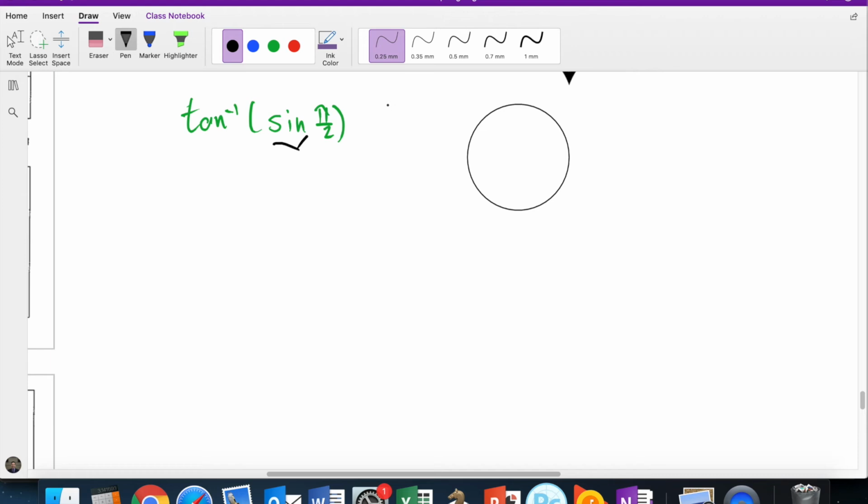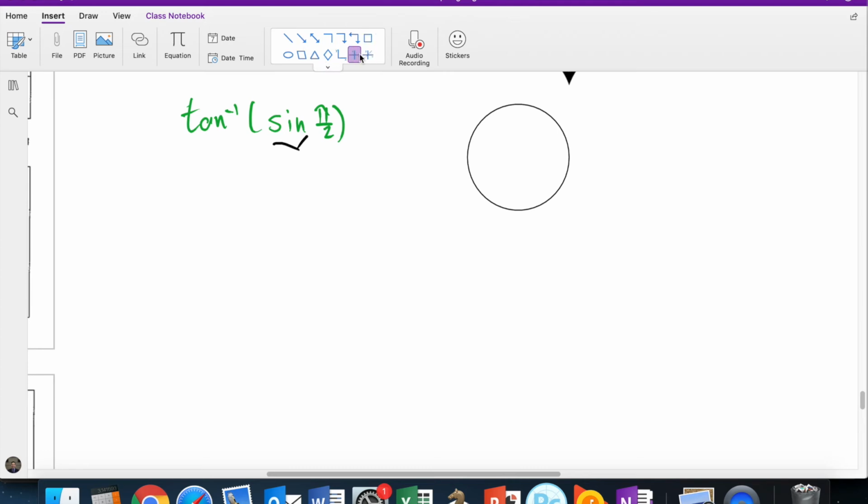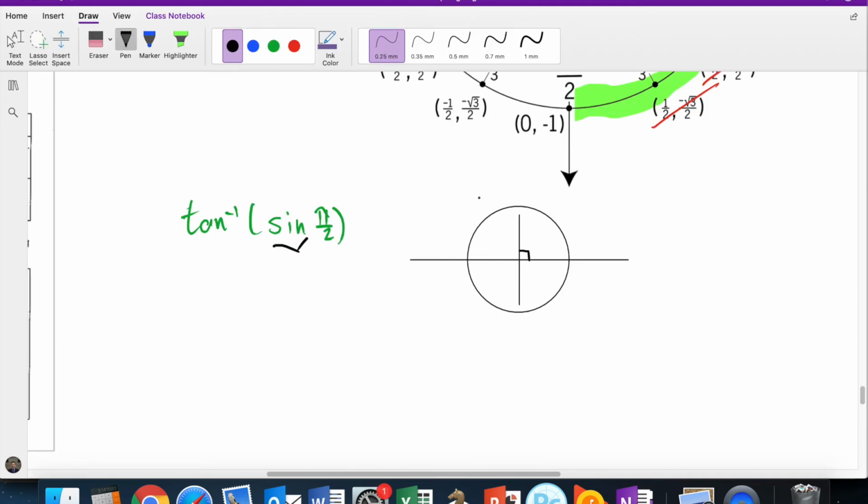So here I have just a plain circle, and I'm going to show you just what I need to answer this question. So for example, I'm looking for the sine of pi over 2. Now, if I'm talking about pi over 2, I can say, okay, this is going to be 90 degrees. This is going to be pi over 2. And so what is going to be my coordinate point right here? 0, 1. Does that make sense? All right, so if it's 0, 1, what is my sine of pi over 2?